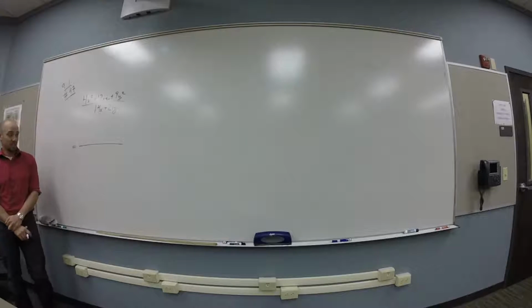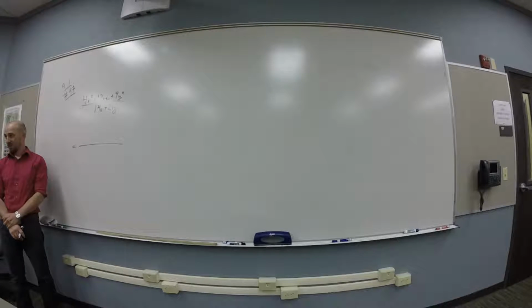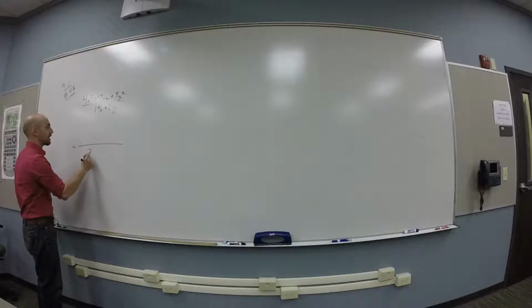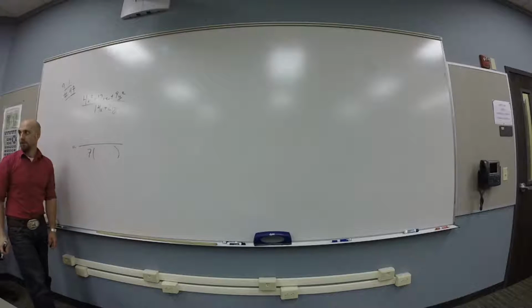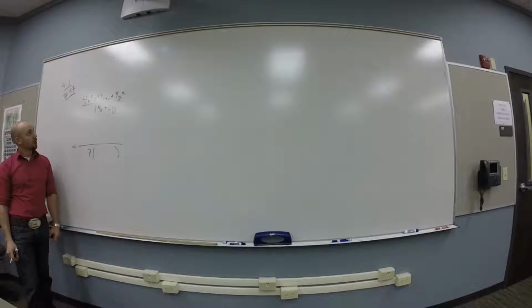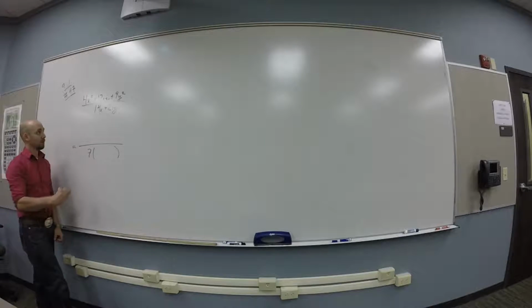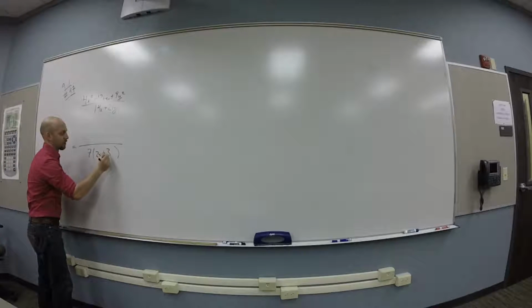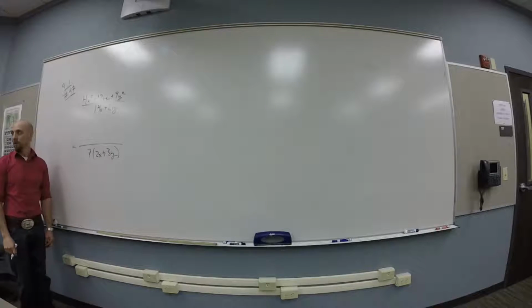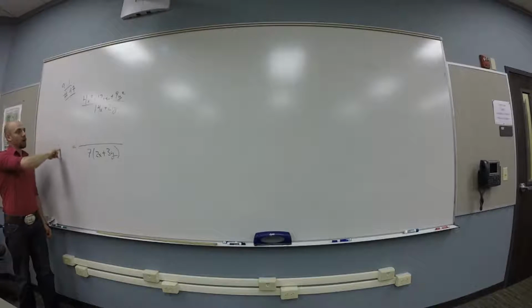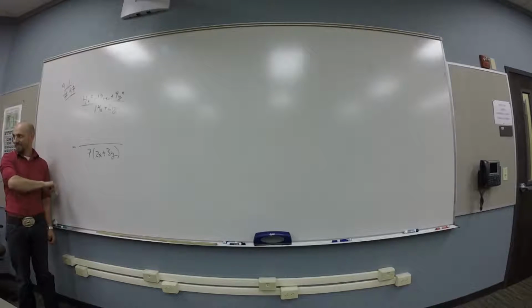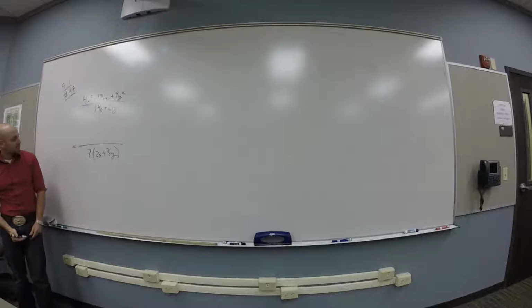What's the easiest thing I could notice about this? 7 on the bottom. Yeah, I can pull a 7 out of the bottom. That's a great start because it gets me at least writing things. So once I pull a 7 out, what am I left with? 2x plus 3y, right? Yep. And I'm not going to draw arrows on these problems because all the arrows are going to read factor. Okay, so I factored a 7 out of the bottom.